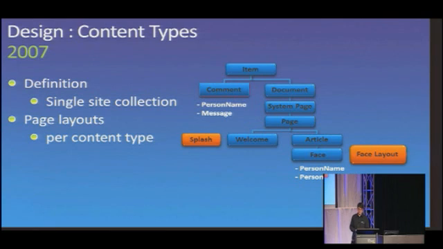Now, within 2007, when we're designing our content types, the main thing is that, firstly, the content types we define are going to exist within a single site collection. So we're limited to that part of the hierarchy, and basically we needed to spec that out with that mindset. And another thing, once we understand what content types we've got, we'd also want to work out what page layouts are associated with which content types.